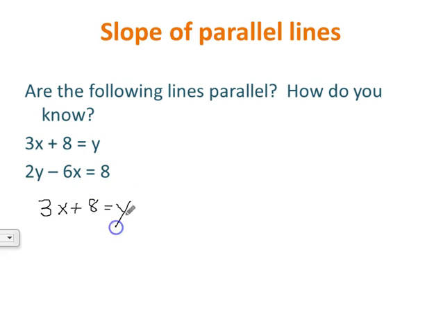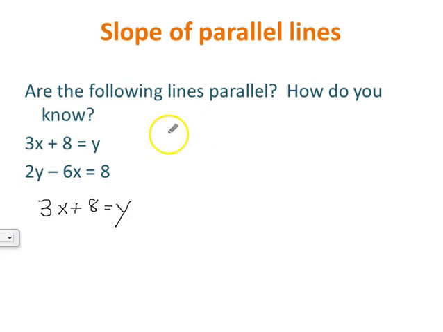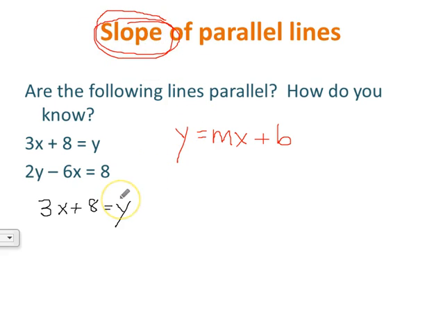All right, so we have these two equations, 3x plus 8 equals y. And remember, we want to get our equations into slope-intercept form, which is y equals mx plus b, so that we can determine the slope. We want to find the slope of these two lines so that we can determine whether or not these are parallel lines. When our equation is in y equals mx plus b, whichever number is being multiplied by the x term, our m, is the slope of the line.